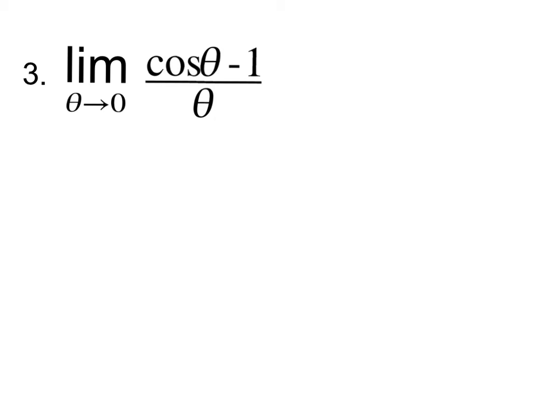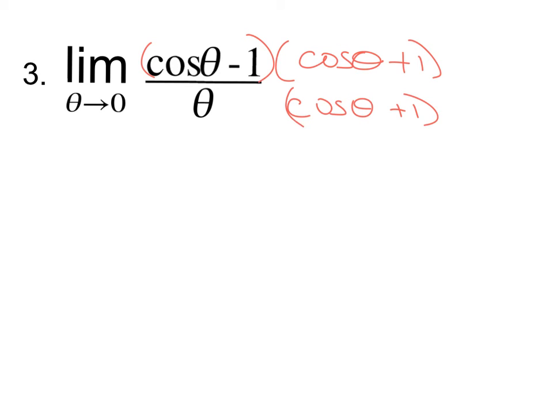What we're going to do here is multiply by the conjugate. What is the conjugate of cosine of theta? Because we need to turn this into a sine. So to turn this into a sine, we're going to multiply by cosine of theta plus 1 on the top and on the bottom. Whatever we do to the top, we do to the bottom. So that means on top, we have cosine squared of theta minus 1 all over theta times cosine theta plus 1.